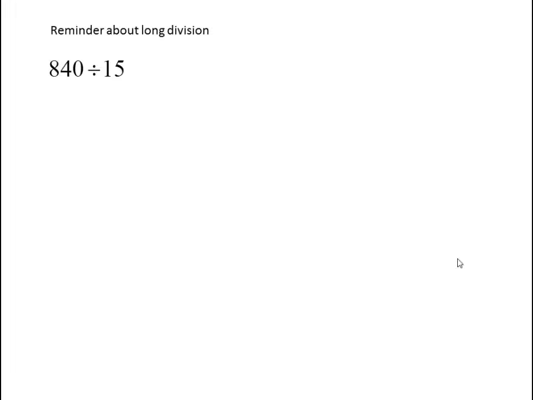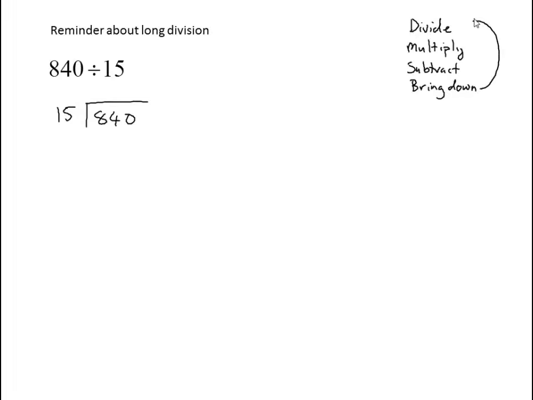I'm taking 840 and I'm saying how many 15s go into 840. So you might remember long division, and the rule for long division is that it's just divide, multiply, subtract, and then bring down, and then we go back and start again. It's just a continuous cycle of divide, multiply, subtract, and bring down.